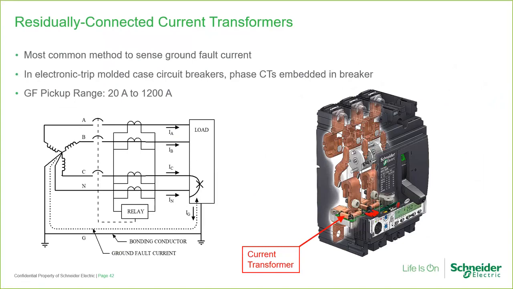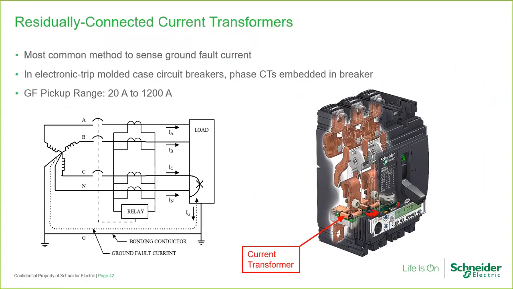Residually connected current transformers are the most common method for sensing ground fault current. In electronic trip molded case circuit breakers, such as shown here, the phase CTs A, B, and C are embedded in the 3-pole circuit breaker as shown. For 4-wire loads, a separate neutral current sensor external to the breaker is provided.